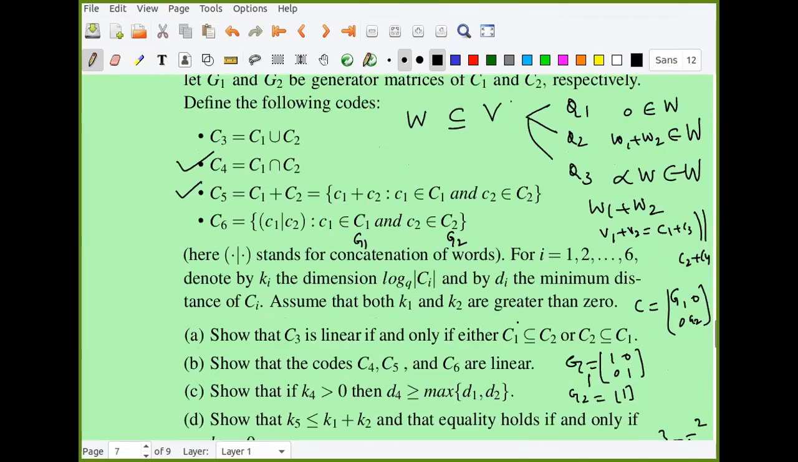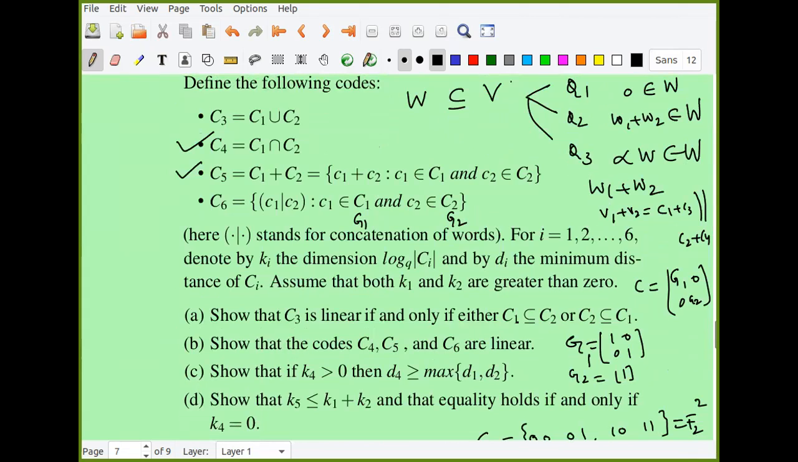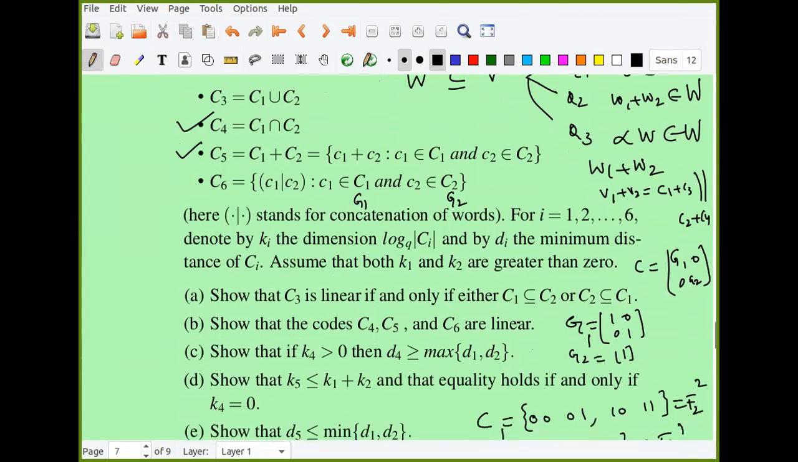So we need to show that C3 is linear if and only if one contains the other. You know that a union of subspaces is a subspace if and only if one is contained in the other. So C4, C5, C6 are linear. You have already done it. If K4 is greater than 0, then D4 is greater than or equal to the maximum of D1 and D2.